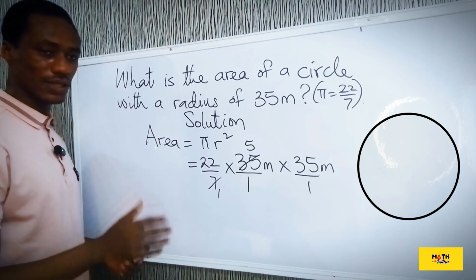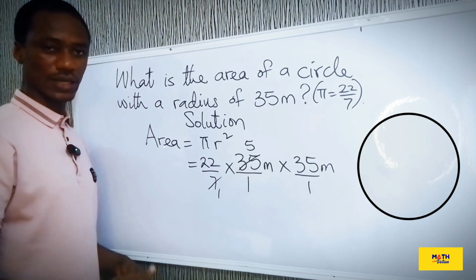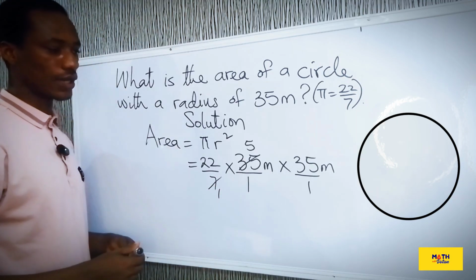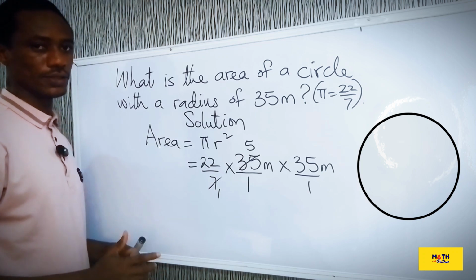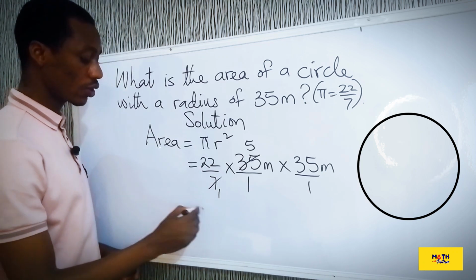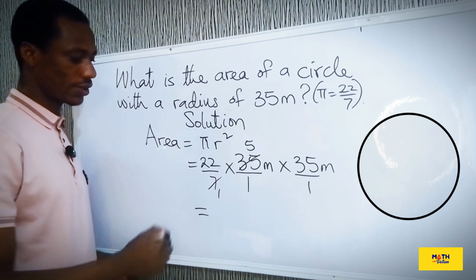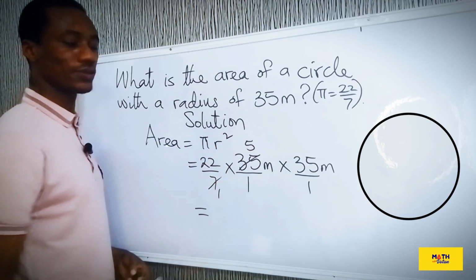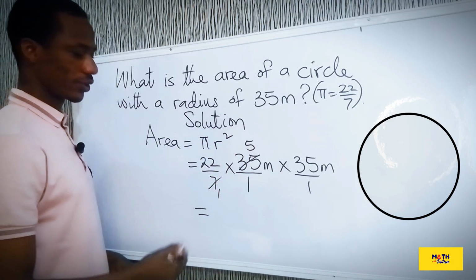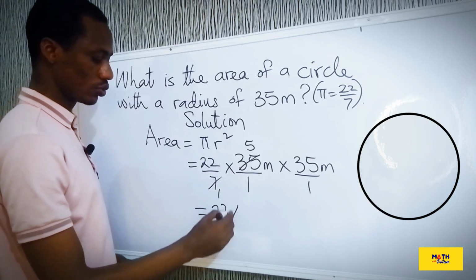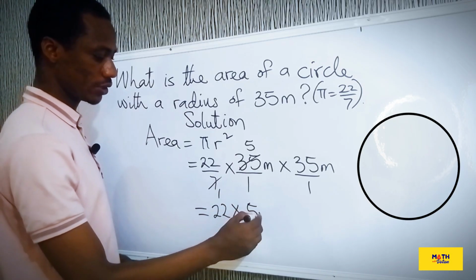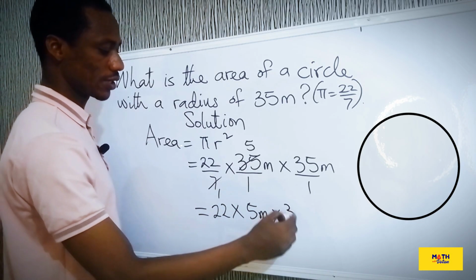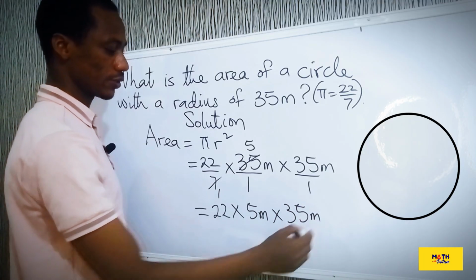Alright, at this stage where there's nothing again that can divide, we then multiply. That makes our work easy. We're going to be doing the multiplication together. We'll do 22 times 5, then we'll multiply the result by 35. So what we have left is 22 times 5 meters times 35 meters.